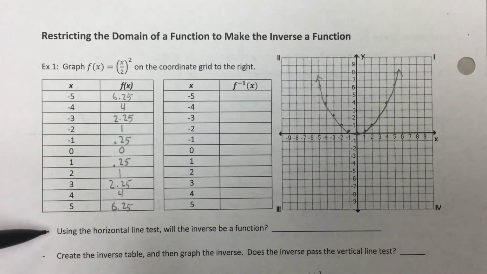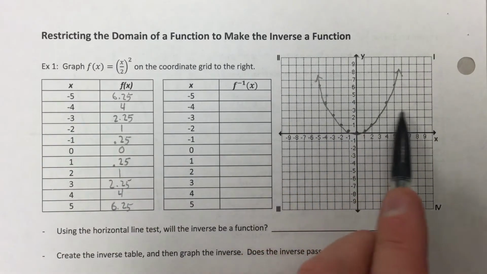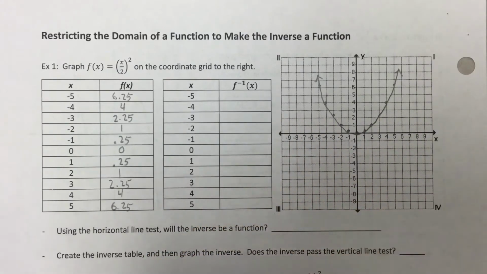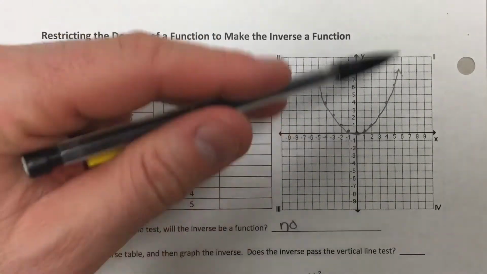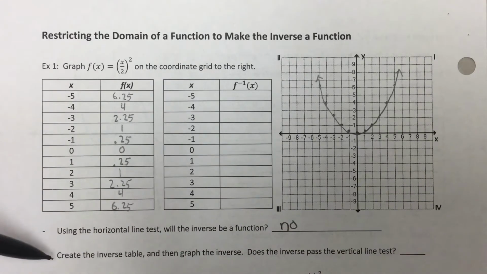Then it says use the horizontal line test. Will the inverse be a function? So if I draw a horizontal line, my horizontal line would cross my parabola at 2 spots. So no, the inverse would not be a function. Yes, my original problem is a function, but the inverse using the horizontal line test would not be a function. So now we're going to create the inverse table and then graph the inverse.